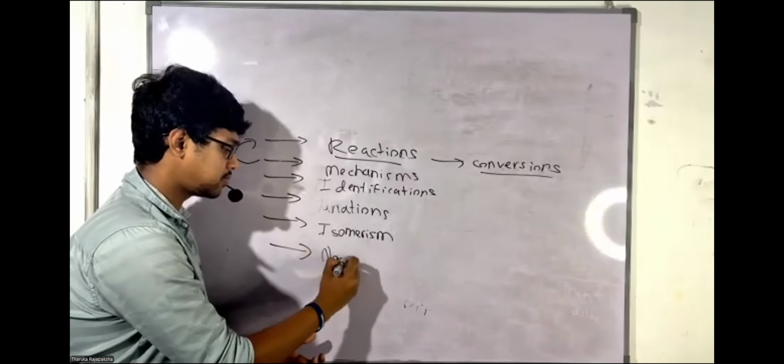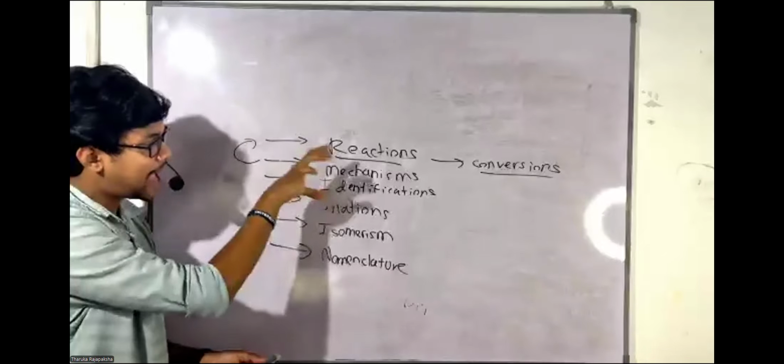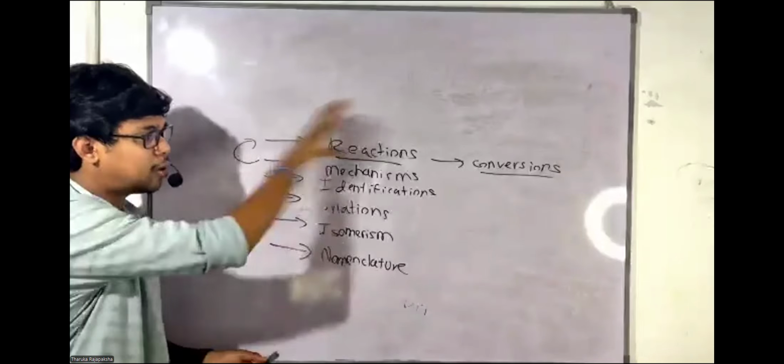This is what they do first in the other class. They do nomenclature first. They learn how to name organic compounds you have never seen in your life. Then only they go for reactions, mechanisms, and then identifications and isomerism all together.